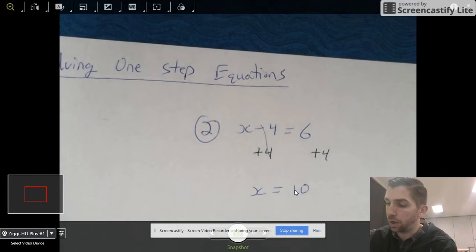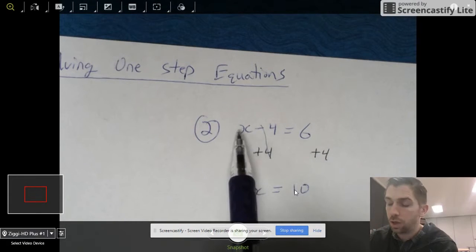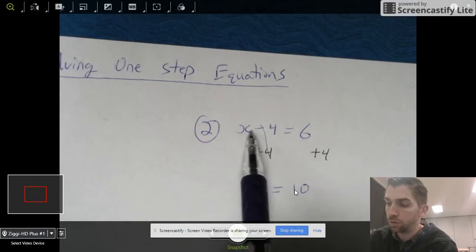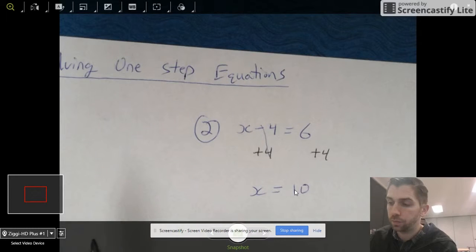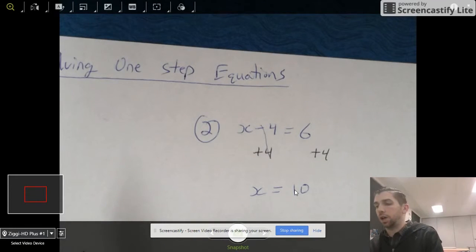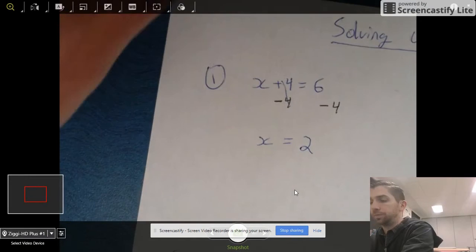And if I go back and I actually try this out and I substitute 10 into my equation, we get 10 minus 4 equals 6. Pretty straightforward. Okay, let's take a look at something with multiplication.